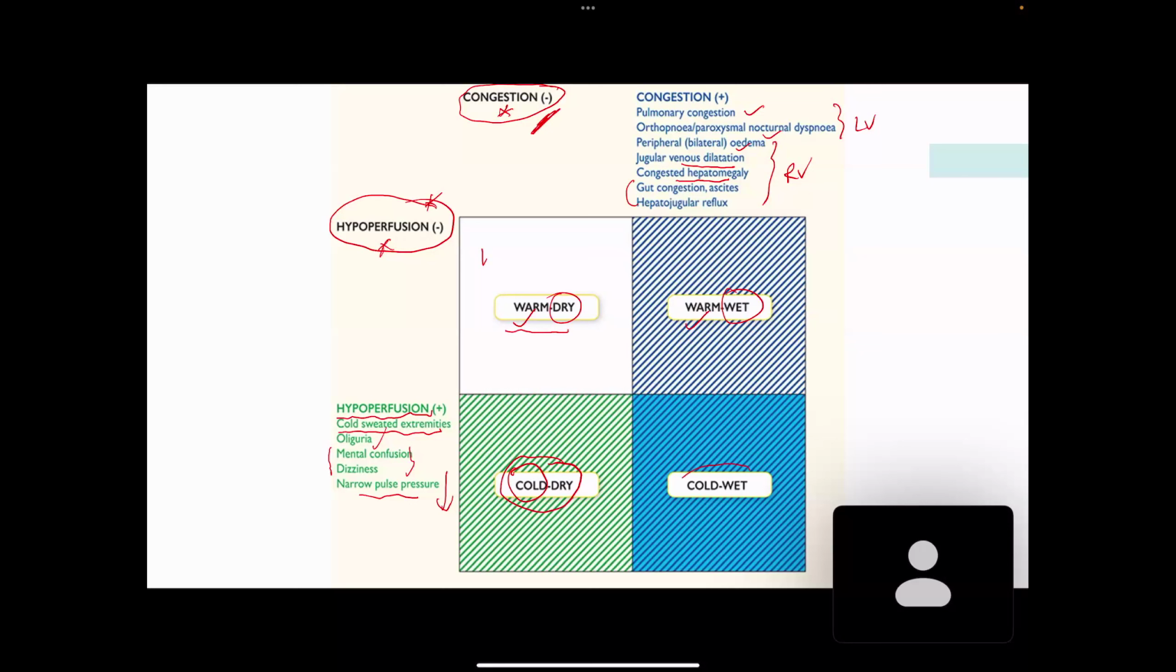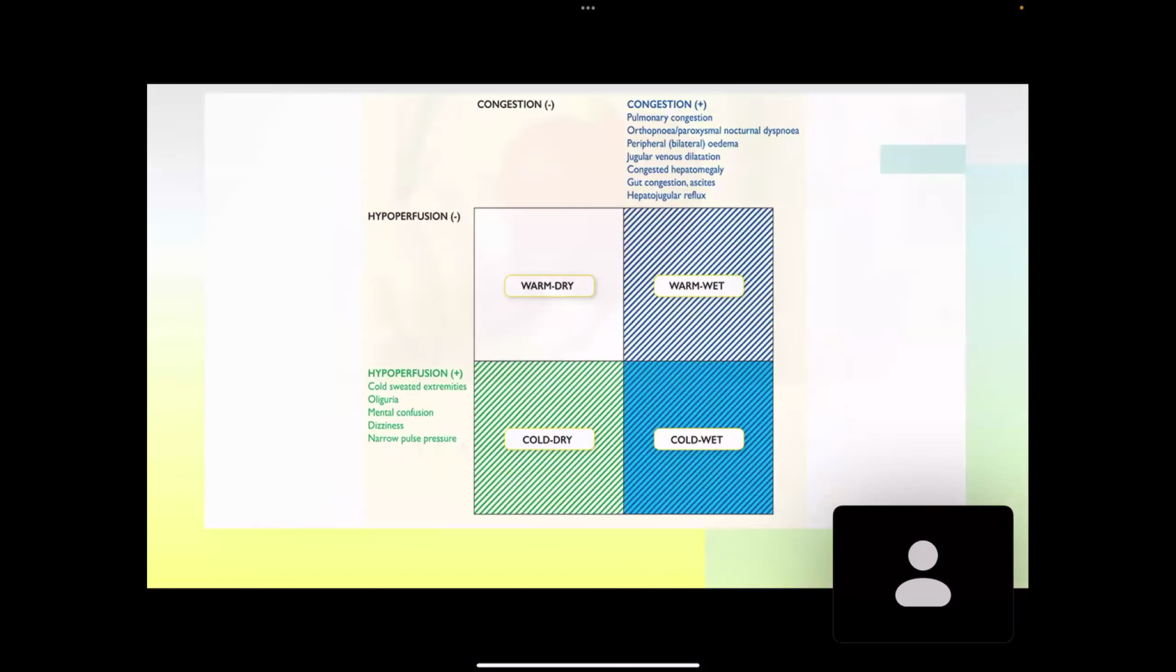And looking at this final subset, here the patient is having poor perfusion, so he'll be cold, and his lung is fully edematous, so he'll be wet. So this is cold and wet. Usually these subsets of patients are very sick. So just by looking at the patient and examining, we can divide the patient on a clinical basis.